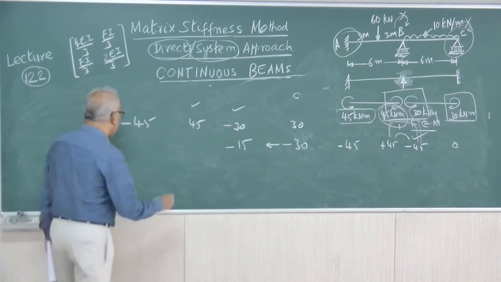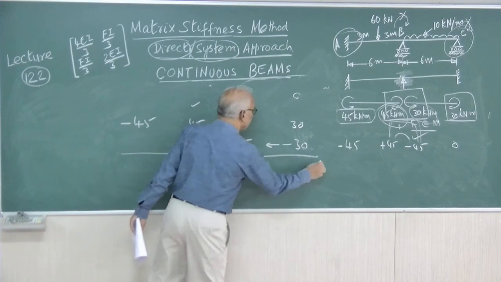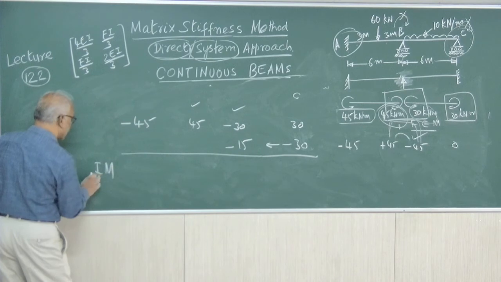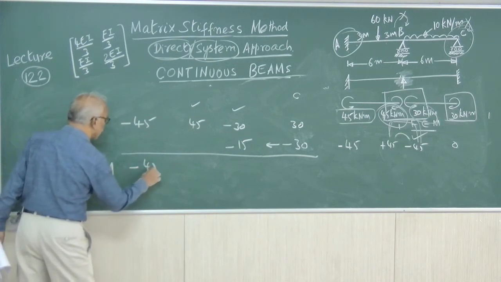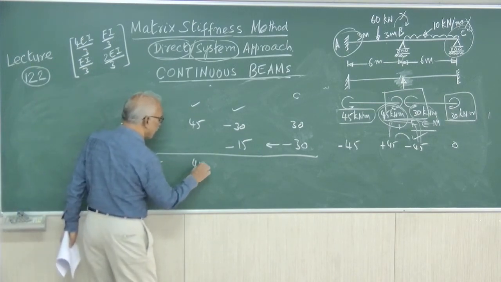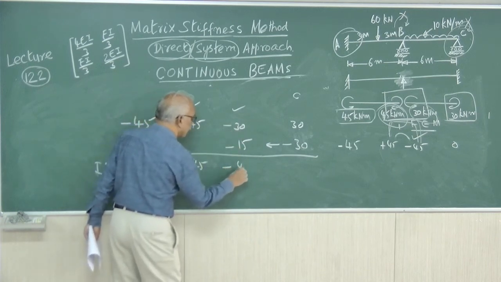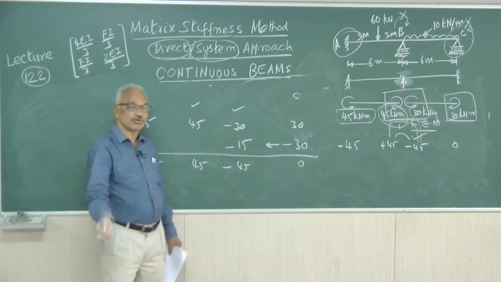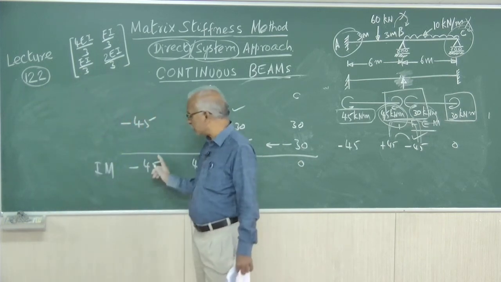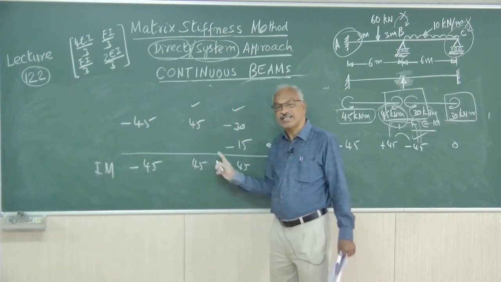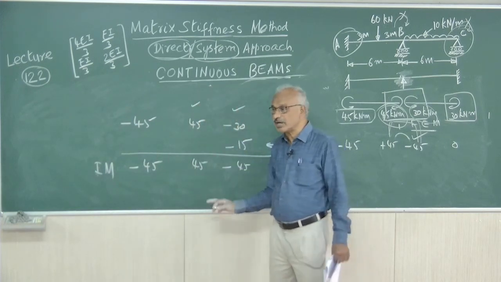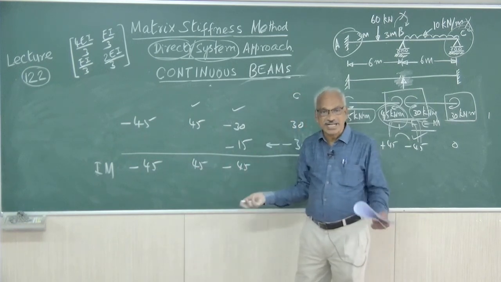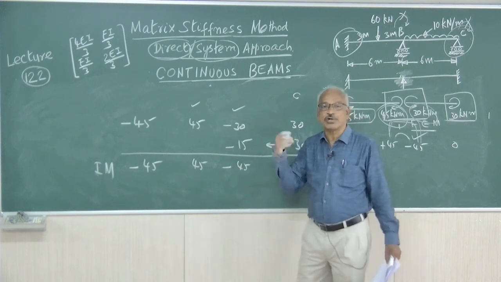Now, in the next step, we will write the initial moments. Initial moments will be minus 45, plus 45. When these two are added, we get minus 45, and this becomes 0. Next we have to go for balancing. There is only one joint which requires balancing, and that joint is already balanced because this value is plus 45 and this value is minus 45. Therefore, there is no need for a further step.